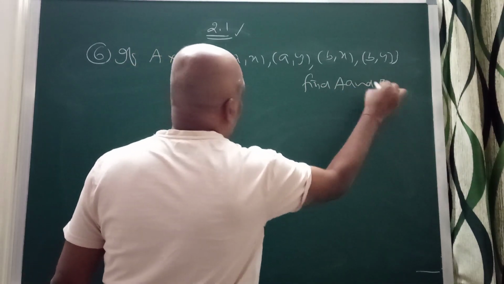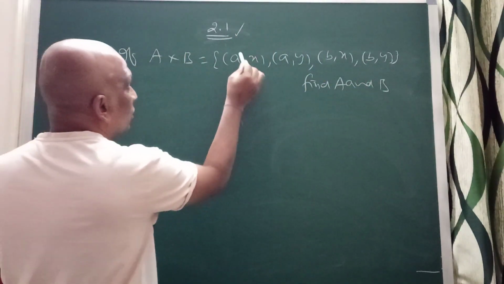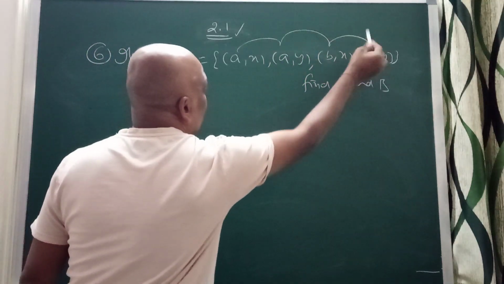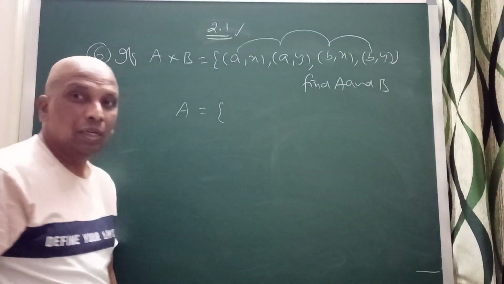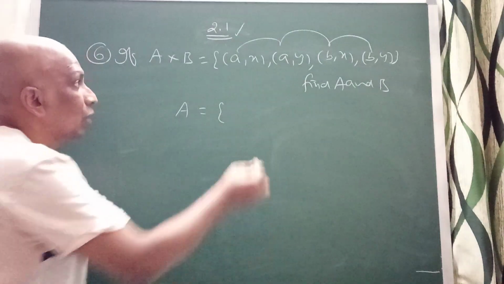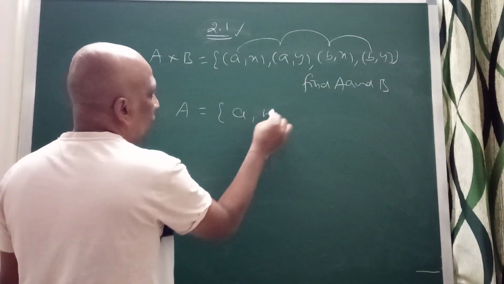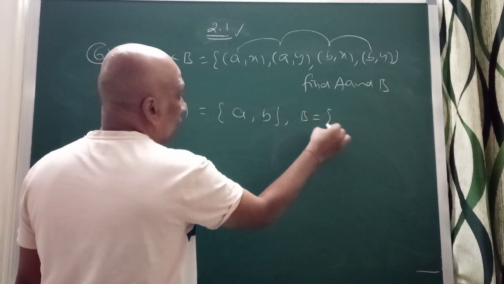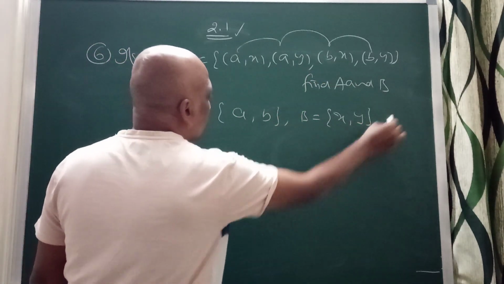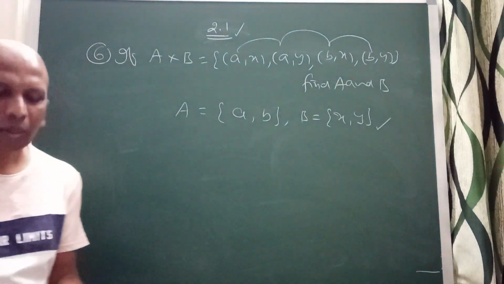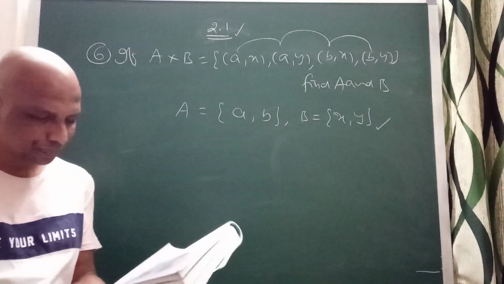They have given A cross B clearly. The set of first elements is in A. So A is equal to the set of first elements, with no need to repeat the elements, so A means A comma B. B means the set of second elements, so B is equal to the set of X comma Y.